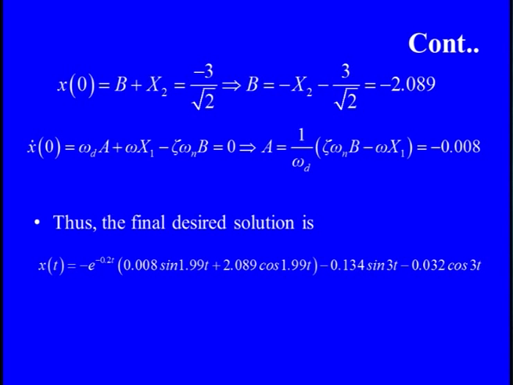So we can find the final solution, x of t equals e to the power minus 0.2 t, since it is a minus term because there is decay, and zeta and omega n together give the multiplication of 0.2. Then a is minus 0.008, so we have minus 0.008 sin 1.99 t plus 2.089, the coefficient b, into cos 1.99 t, and then the previously calculated particular integral: minus 0.134 sin 3t plus minus 0.032 cos 3t.